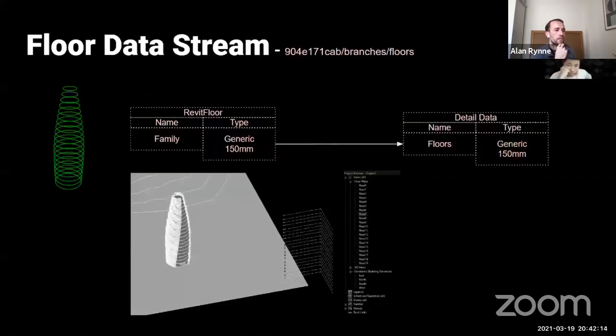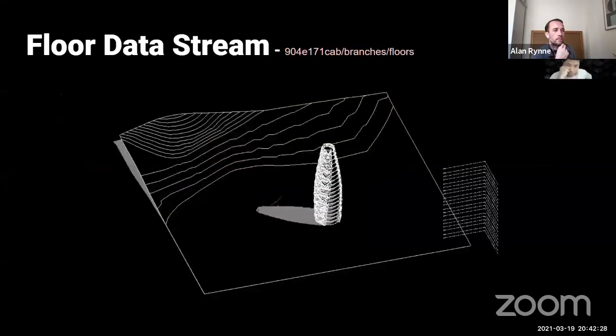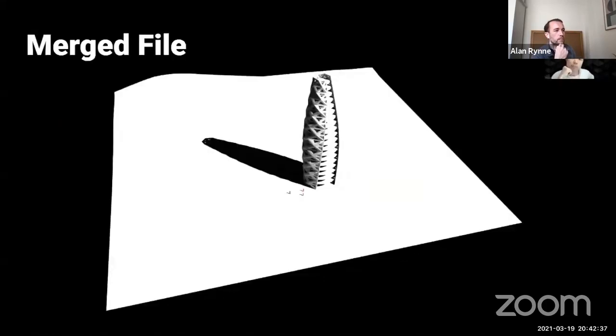So we were able to assign levels and floors within the Grasshopper environment using the workflow that the instructors showed us in class. After we did this, we brought the information into the Revit environment, where all of the levels were assigned and all the floor plans were created for us automatically. This was a big advantage. In the end, we had the merged file in the Revit environment, and this is a sample of what we created at the end.